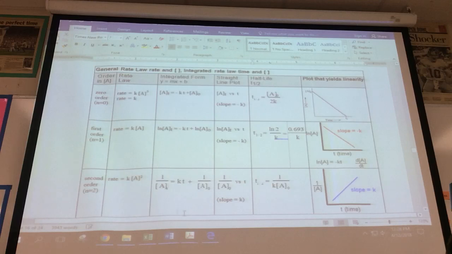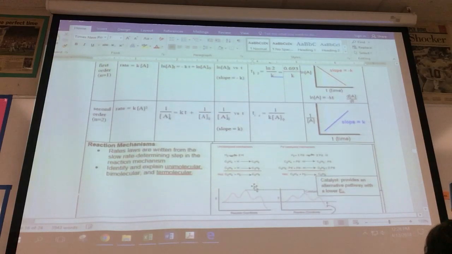They give you this, and they also give you this formula right here, where the half-life for a first order reaction is 0.693 over k. So if they give you the half-life and you know you have a first order and you're asking for k, k would be equal to 0.693 over the half-life. So you could work it that way.